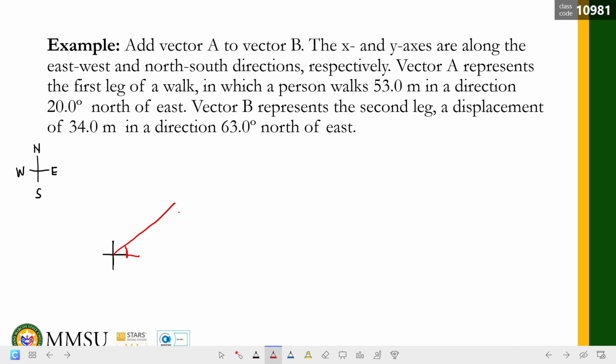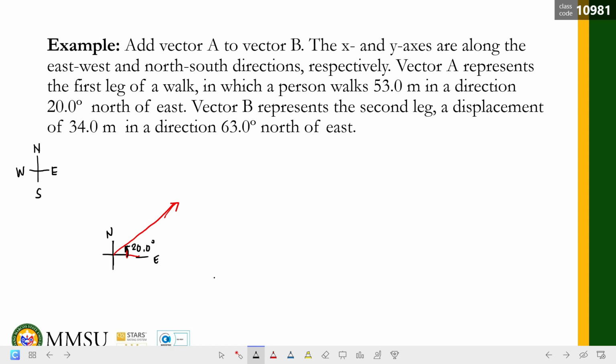So, this one is the 20.0 degrees north of east yan. Kasi nandito yung east, nandito yung north. From east going north. So, that's 20 degrees.